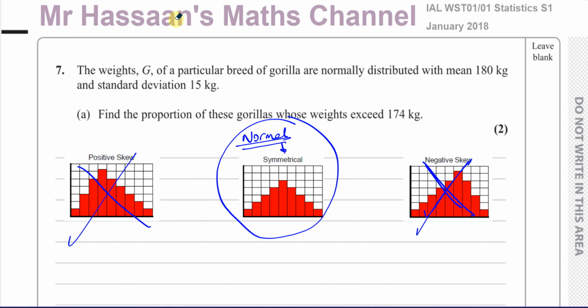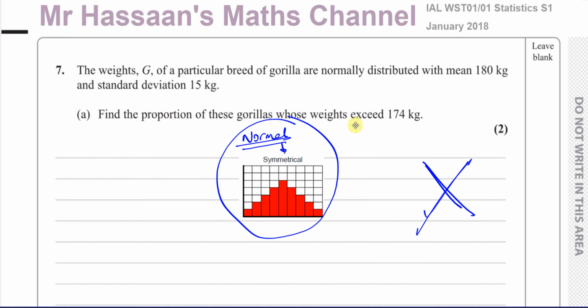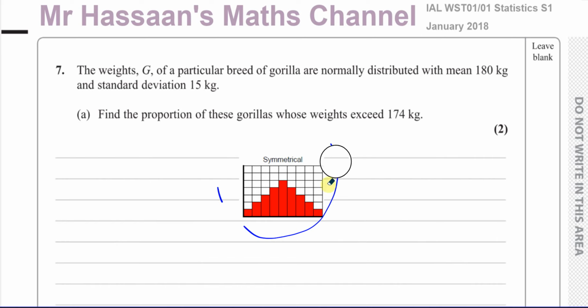So that's the first thing. What normal distribution means is when the data is kind of symmetrical, you could say, spread out evenly from the middle of the data. So this is normal distribution.